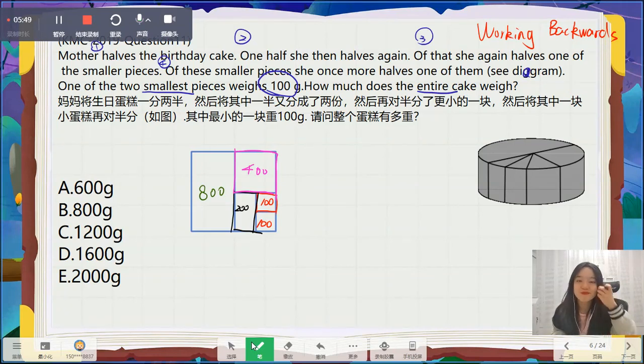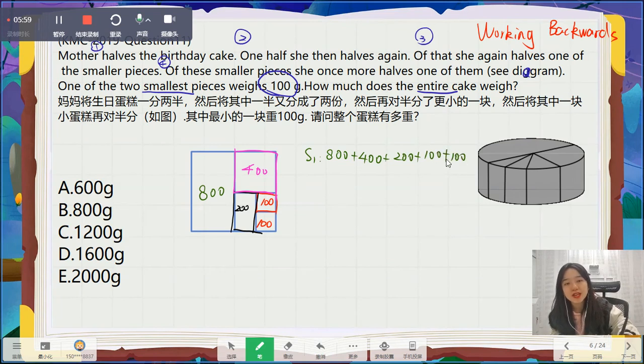How can we find it? Yeah, so the first solution, you just need to use 800 plus 400 plus 200 plus 100 plus 100. Add all parts in the square together. We can get the whole part. It should be 1,600 grams. It's a bit complicated, right?